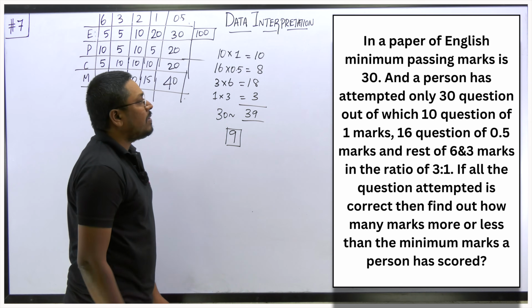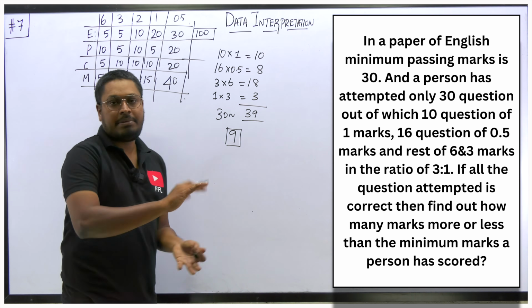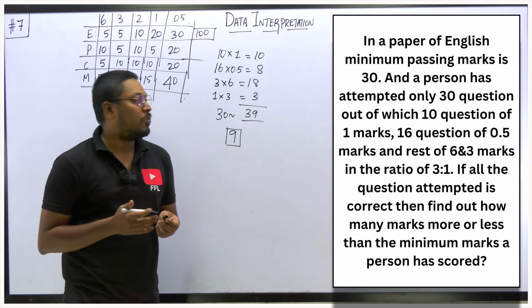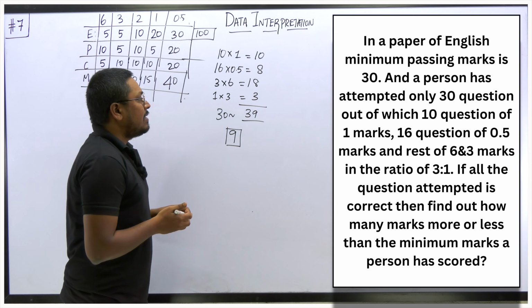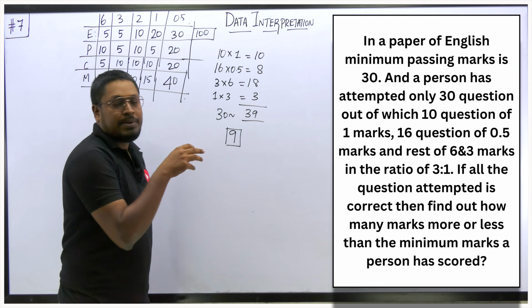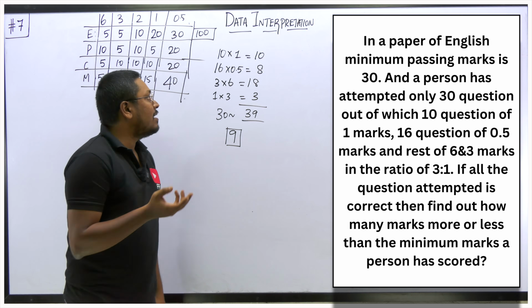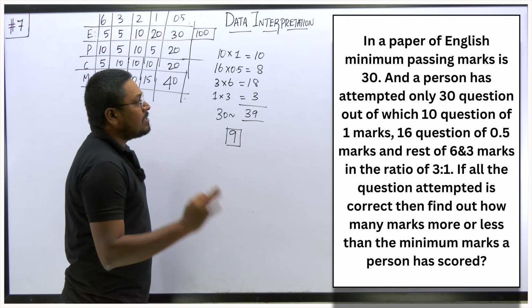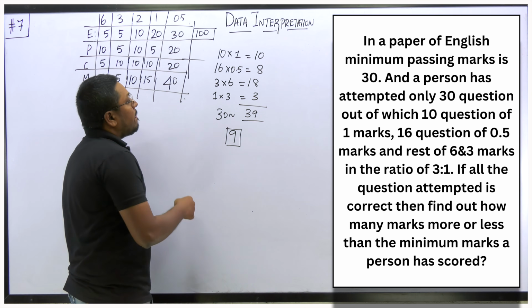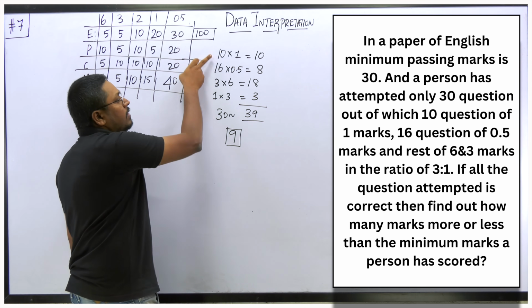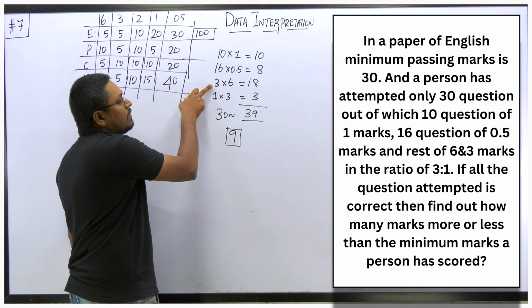So the answer for this question will be 9 more, right? When compared to the minimum mark, he scored 9 marks more. That's it. Very simple question. They are just confusing us by giving one value in terms of ratio, nothing else, right? Because he attempted the total number of questions, which is 30 questions, right? So 16 questions, 10 questions, which is 26, in a 3:1 ratio.